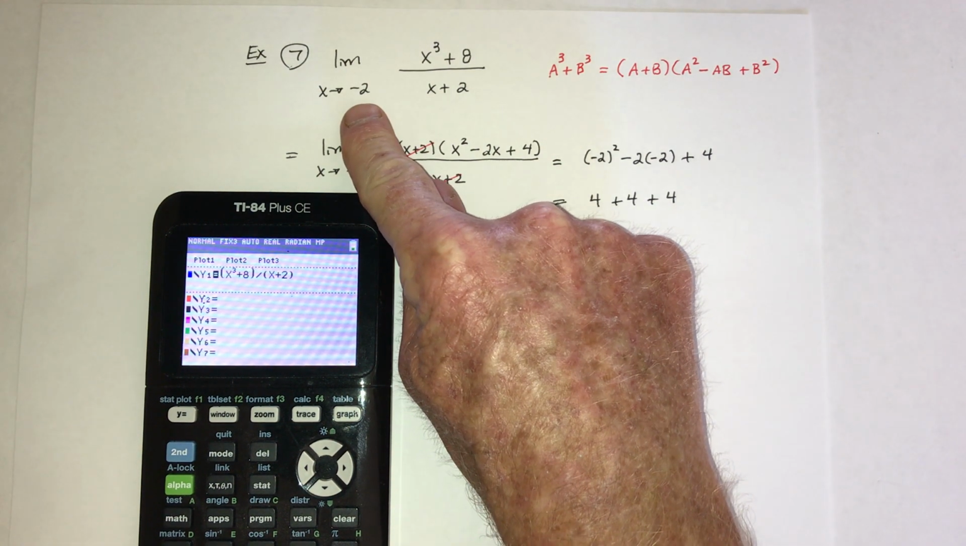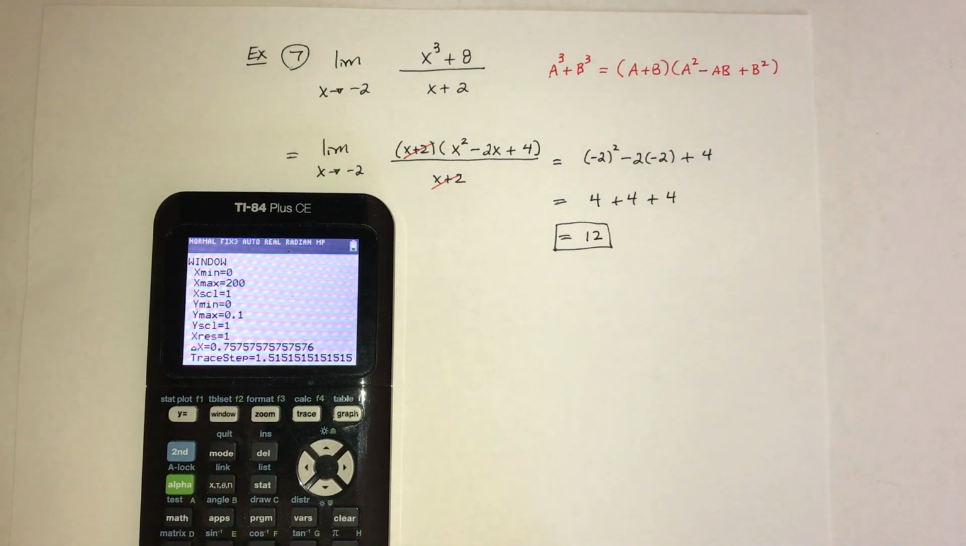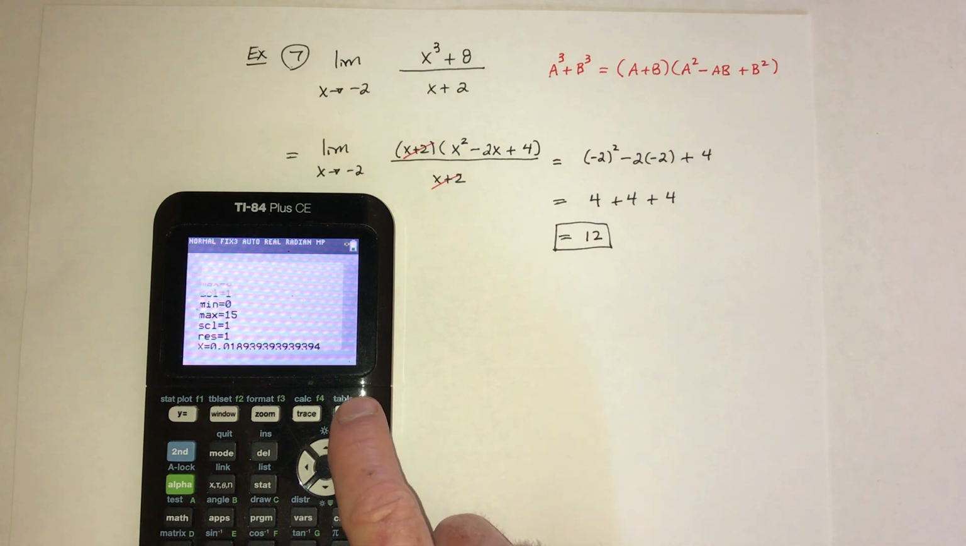And we're talking about when x is negative 2, so I need to adjust the window. If I go from like negative 5 to 0, then that will definitely include negative 2. And the answer is 12, so I need this to go up to at least 12. I'm going to go to 15. And then graph.